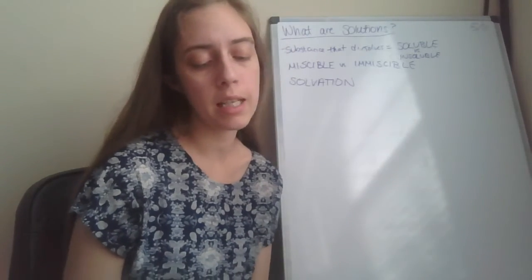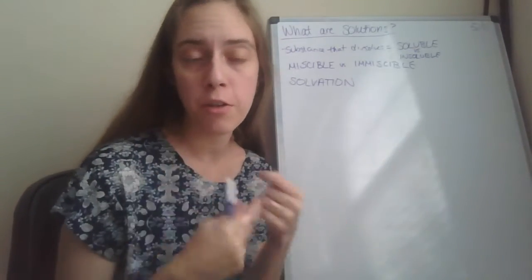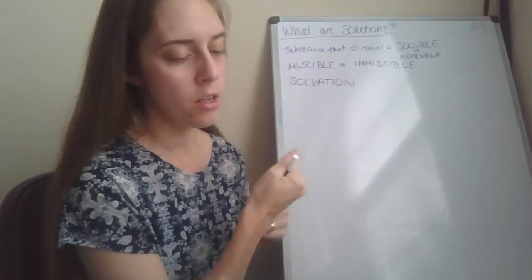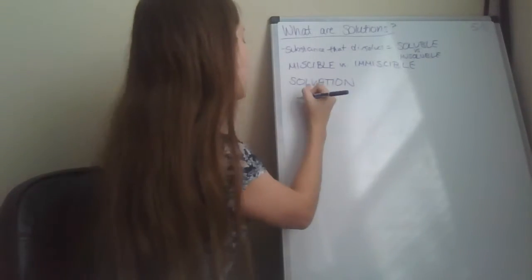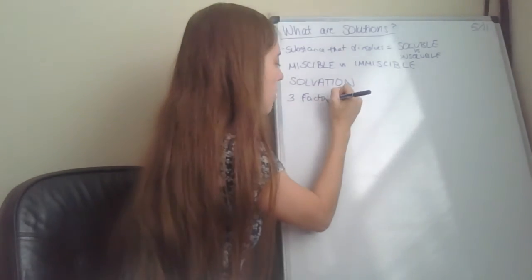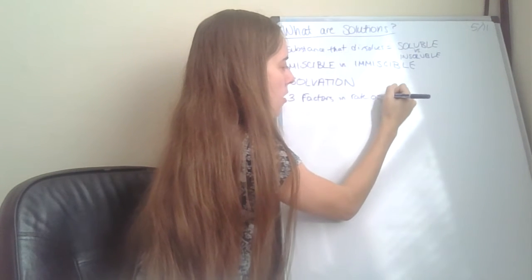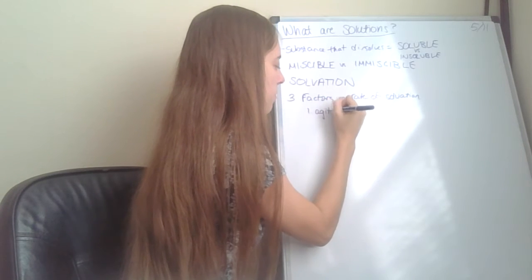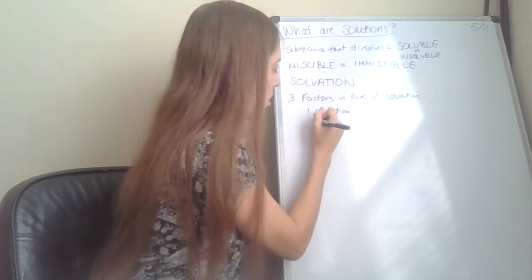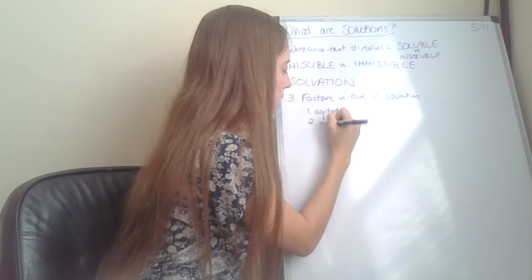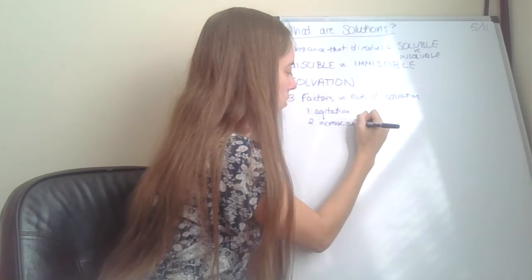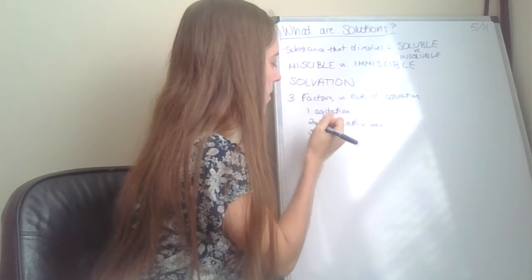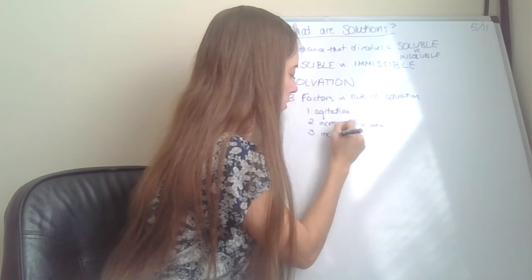Raising the temperature also increases the kinetic energy, which means the particles are going to move faster and bounce around more, so they're going to have more collisions with greater energy. Okay? So there's three factors in rate of solvation. One is agitation, shaking, stirring. Two is increased surface area. And three is increased temperature.